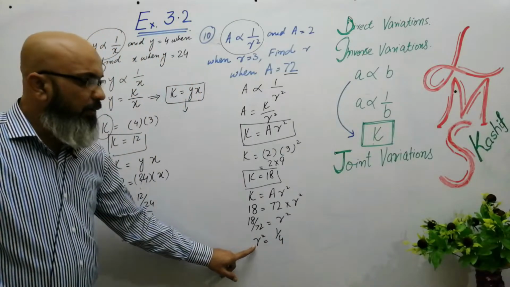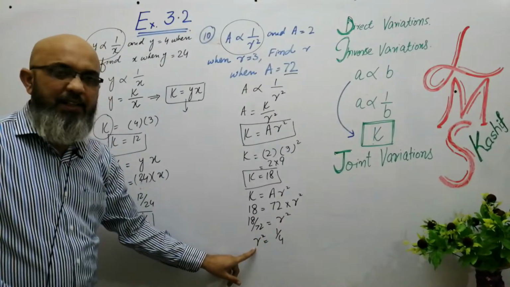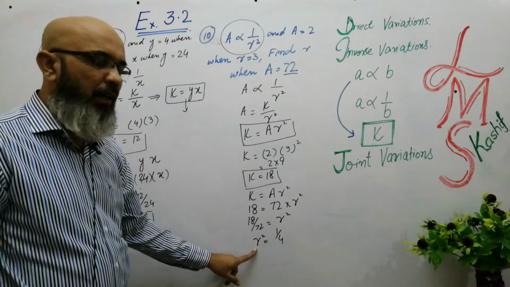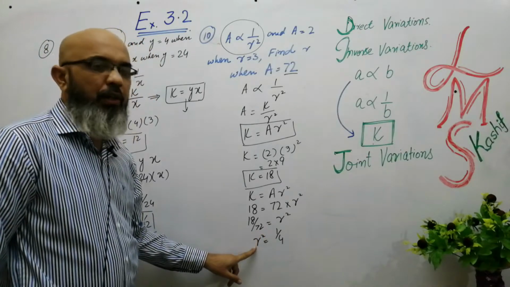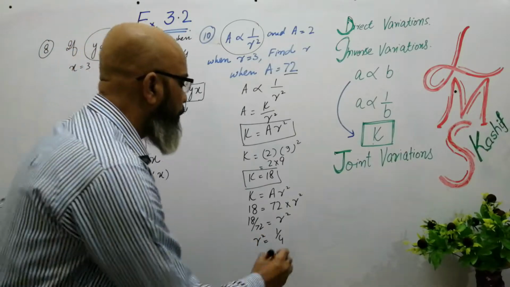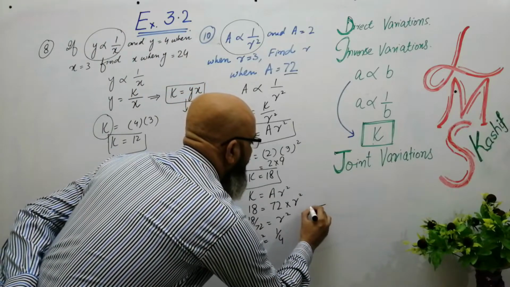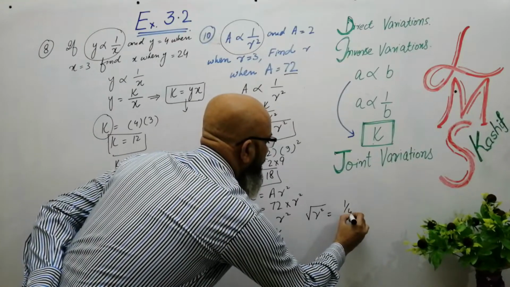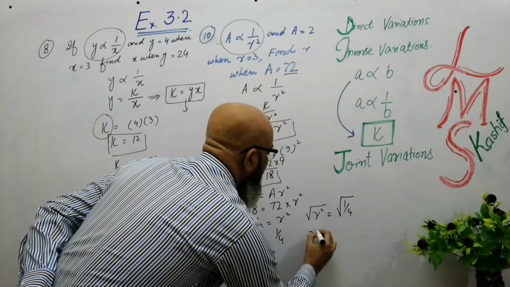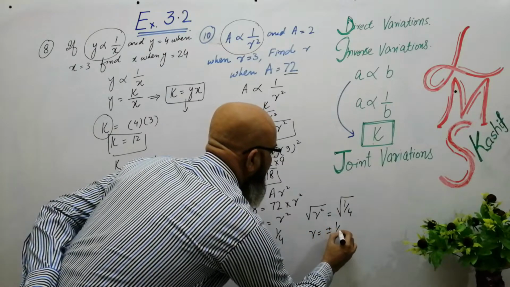Now we have to find the value of r, not r square. So what will we do here? We will take the square root of r square on both sides. So r is equal to the square root of 1 over 4. What do we get? r is equal to plus minus 1 over 2.